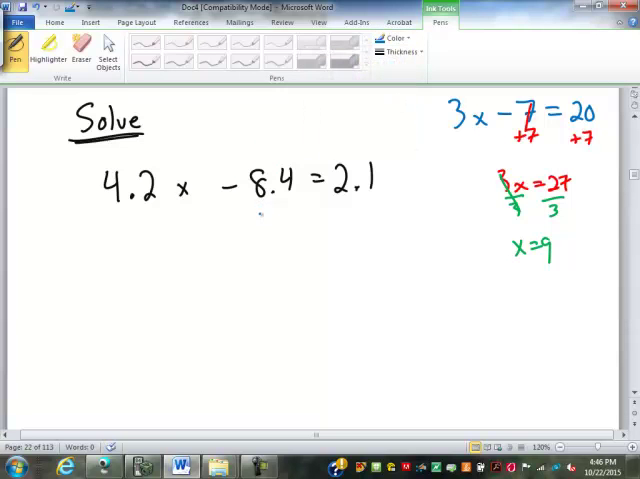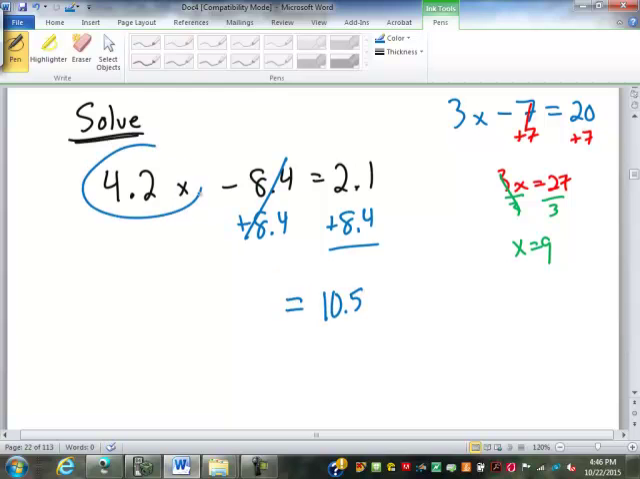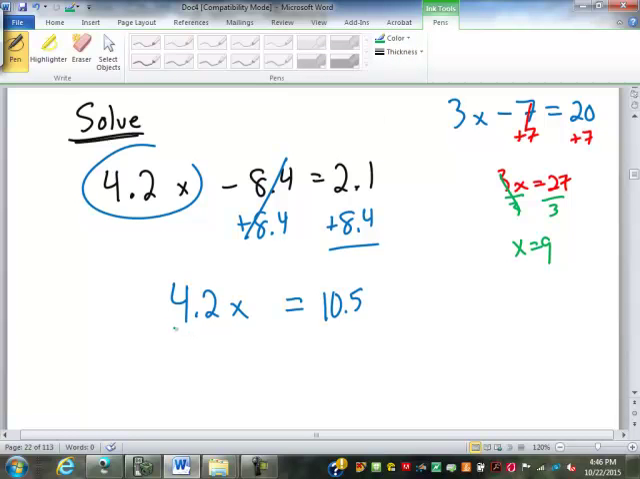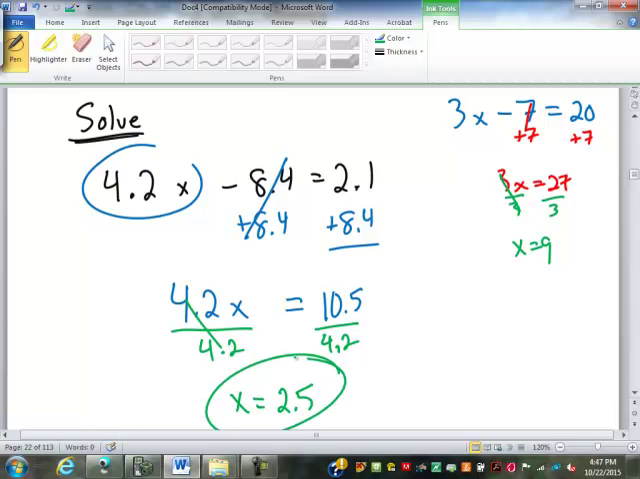What are we going to do first to solve this equation? Add 8.4. So that's gone. Add 8.4 here gives us 10.5. All that's left on the other side is the 4.2x. Now what? Divide by 4.2. So x equals 2.5. That's not so bad.